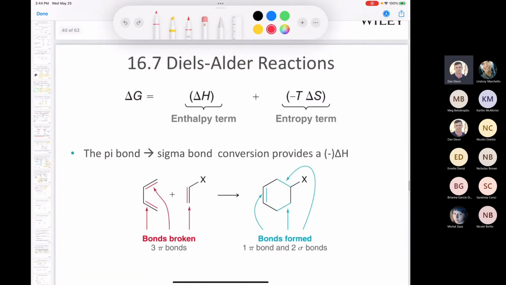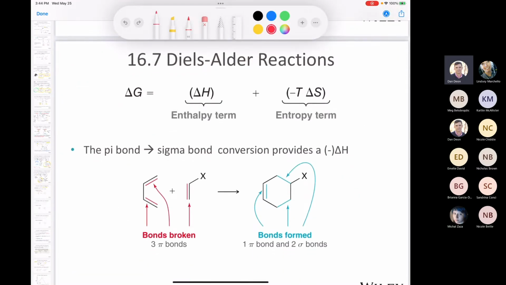And the reason why can be explained according to our good friend, Dr. Gibbs, Willard Gibbs, and Gibbs free energy. So this goes back to general chemistry 1 and 2 and organic chemistry 1. And we said that when delta G is negative, the reaction is spontaneous. And when delta G is positive, the reaction is non-spontaneous. Well, what's the formula for delta G? Delta G is equal to delta H minus T delta S.